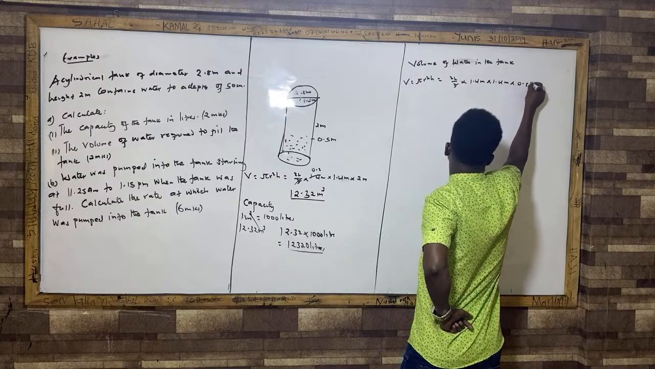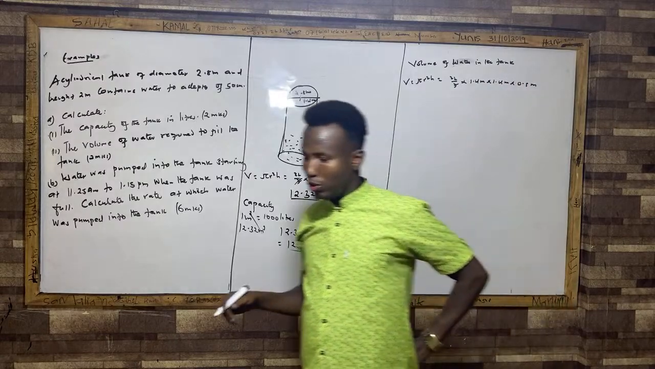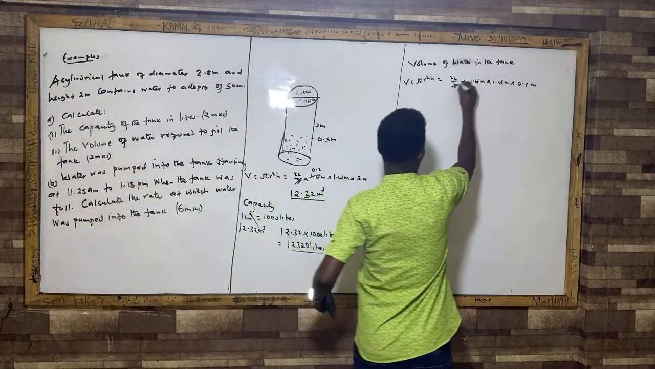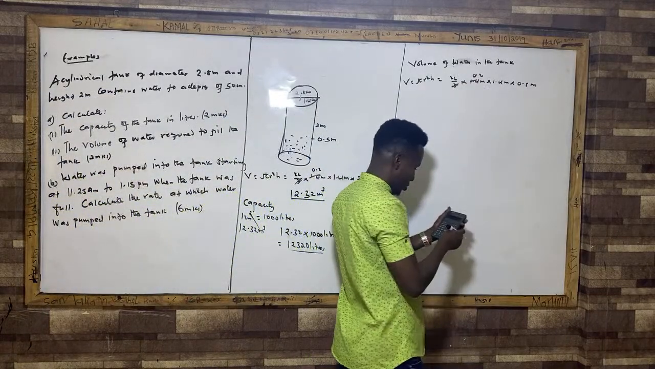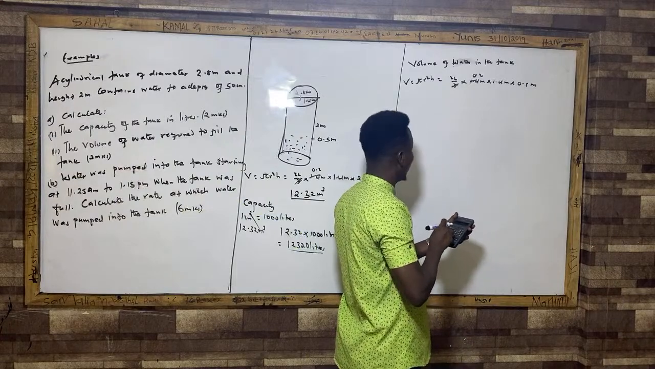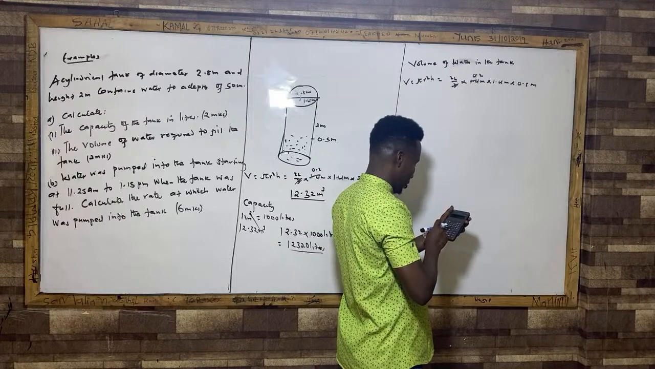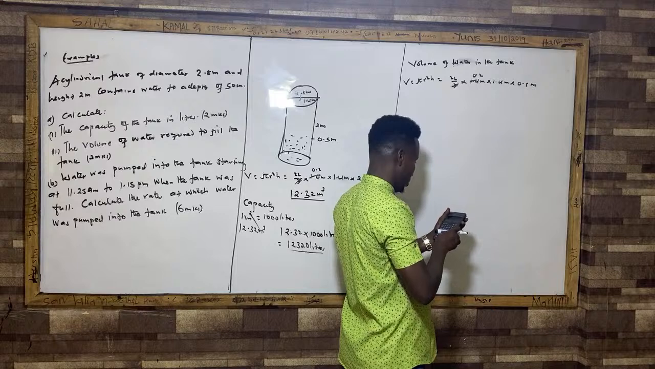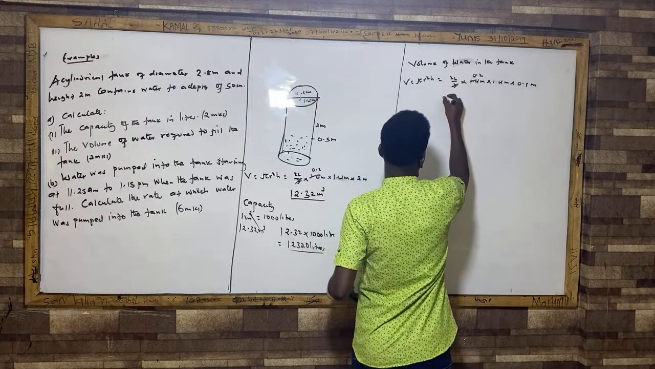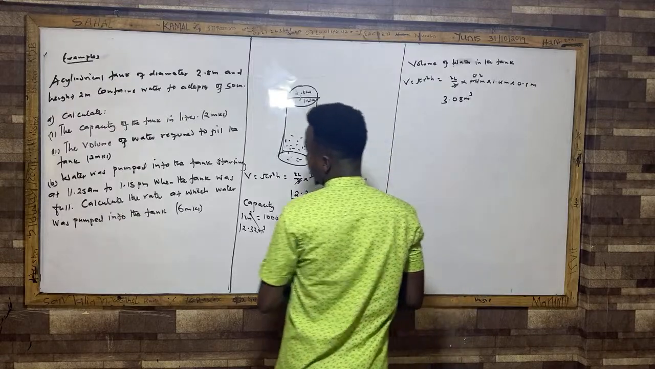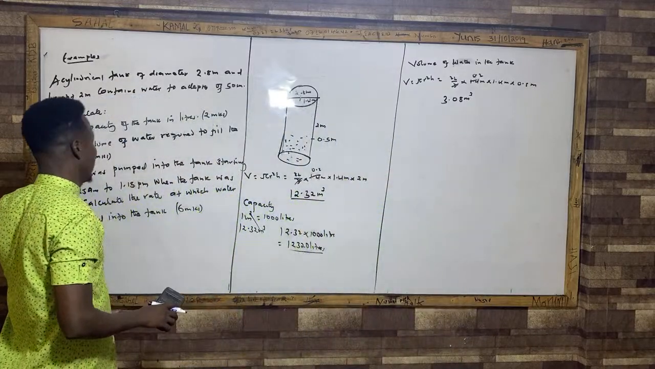times h, which is 0.5. So it will be how much? So pi is 22 by 7, and 1 by 7 is 0.2. So it's 2 times 0.2 times 1.4 times 0.5. That is 3.08 meter cubic. But you're told the volume of water required to fill the tank.